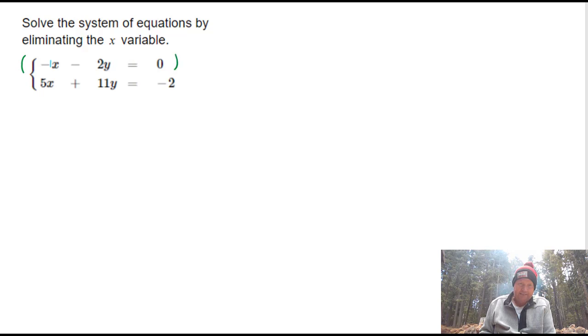It's not what I'm going to do. I'm going to get rid of the x's. This is a positive 5x, so I need this to be a negative 5x. It's already a negative 1, so I'm just going to multiply it by 5. So I'm going to copy down the bottom equation first, 5x plus 11y equals negative 2. But I am going to take this top one and multiply it by 5.